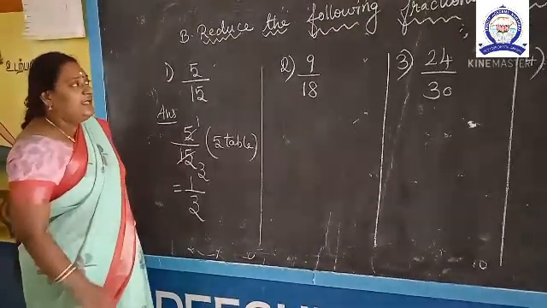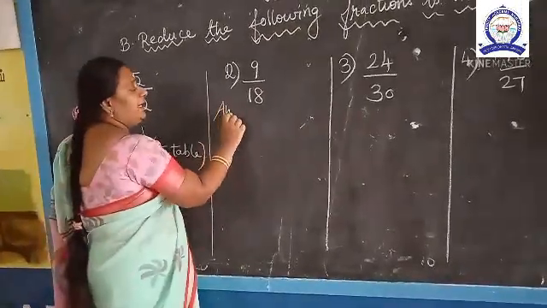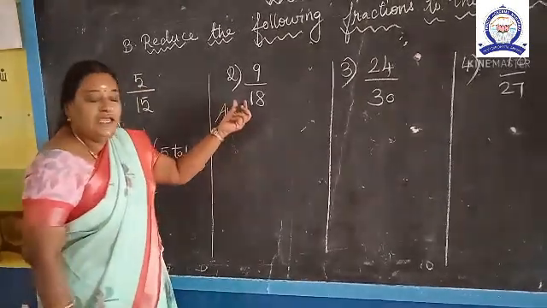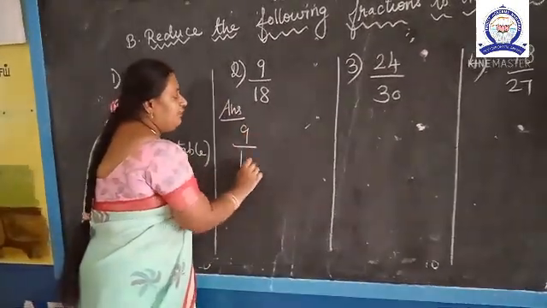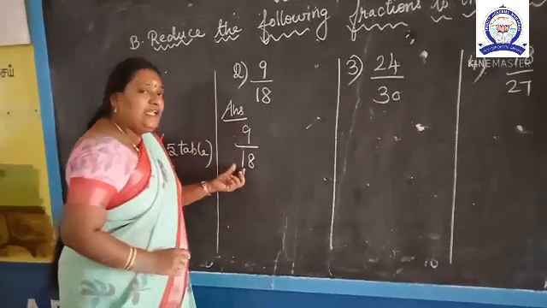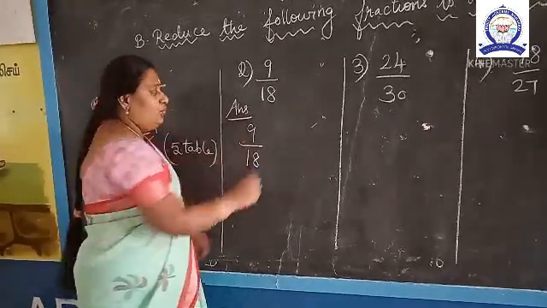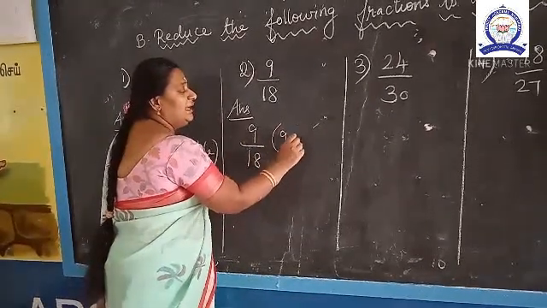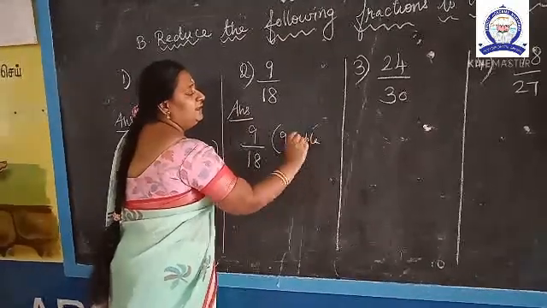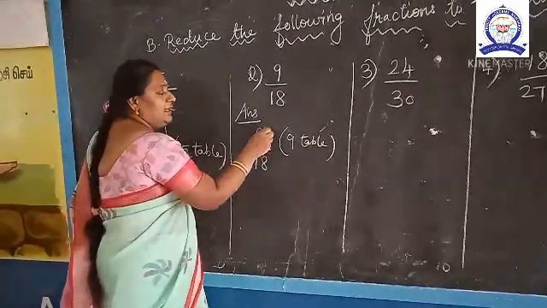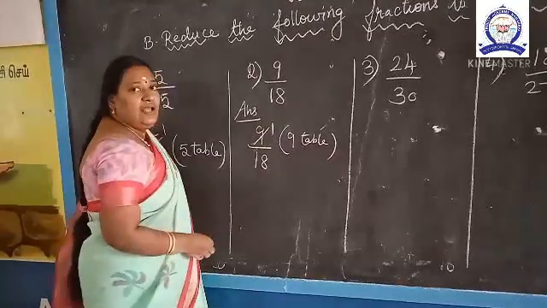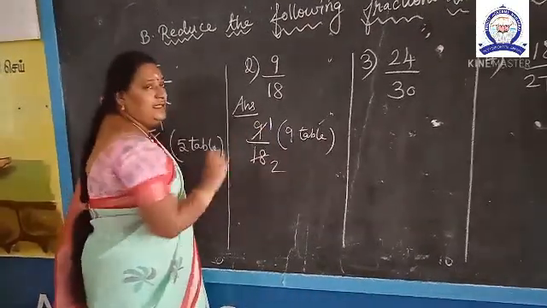Okay children, next sum. 9 by 18. You write the given fraction 9 by 18. Which table do 9 and 18 come in? The 9 table. We have to cut using the same table. So using the 9 table we are going to cut. 9 ones are 9, 9 twos are 18.